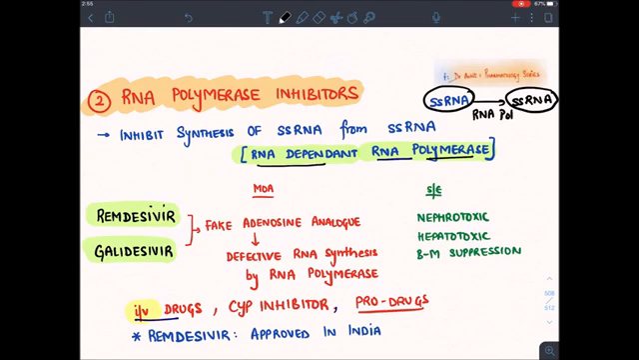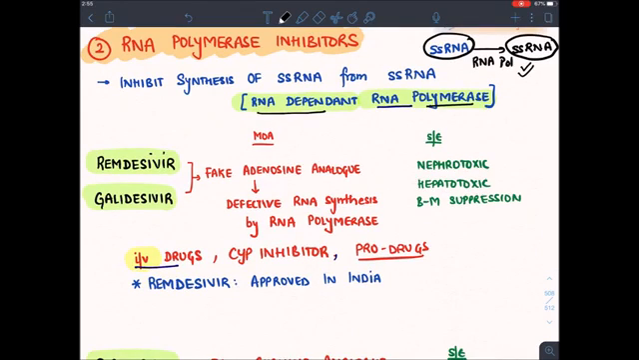But this virus has RNA dependent RNA polymerase. So this RNA will require various purines and pyrimidines like adenosine and guanine for the production of other copies of RNA. So we have made certain drugs which are RNA polymerase inhibitors. A very important drug you have to remember is remdesivir. It's an important drug because recently this remdesivir has been approved in India.